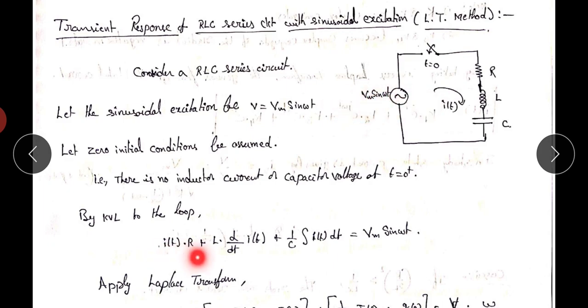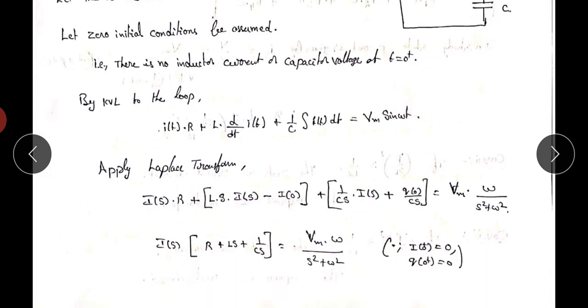So first, the voltage across the resistor. The formula is V equals IR. Here the current equals i of t and the resistance equals R, so i of t into R. Next, the inductor voltage, with the formula L into di by dt, so L into d by dt of i of t. Next, the voltage across the capacitor, 1 by C integral of i of t dt, equals the input voltage. Here the input voltage equals Vm sin omega t, a sinusoidal voltage or AC voltage.